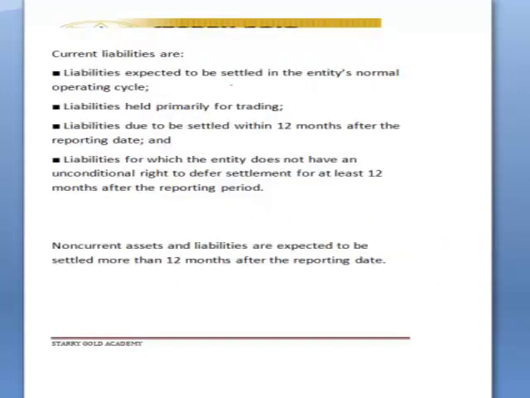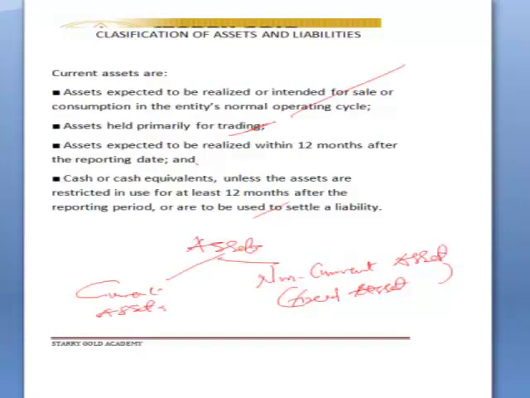Let's look at the next, which is liabilities. But before we look at liabilities, the non-current assets are tangible assets that are bought for the use of the business. They have a long lifespan, more than a year. They are not intended for sale in the ordinary course of the business. That's what we call non-current assets.